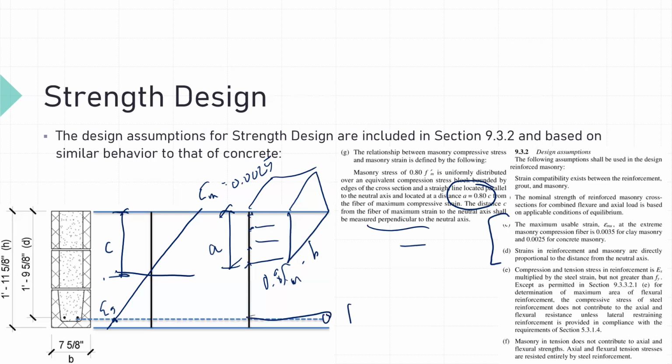On the tension side, we have our tension equals our area of steel times our yield stress, f sub y. And our yield stress, because we're commonly using grade 60 steel, is going to be 60,000 psi or 60 ksi. And so this is how we construct our stress and strain diagrams as we look at masonry beams and lintels. Additionally, there is a note here: masonry in tension does not contribute to axial and flexural strengths. That is for reinforced masonry.